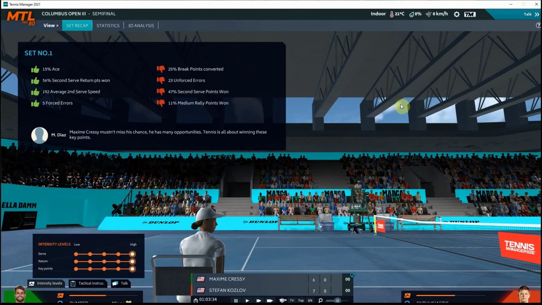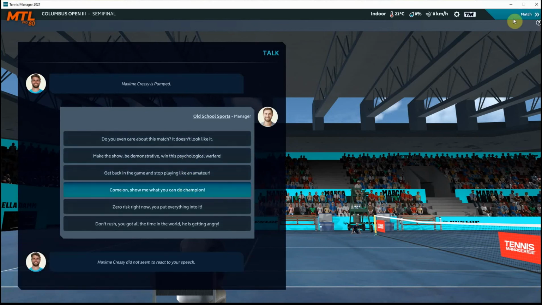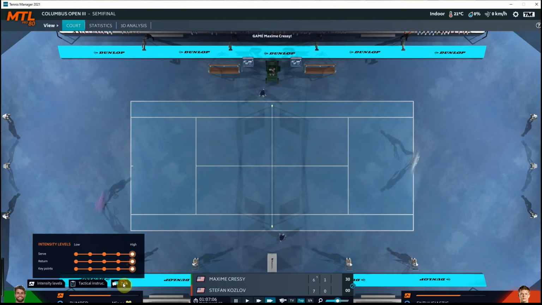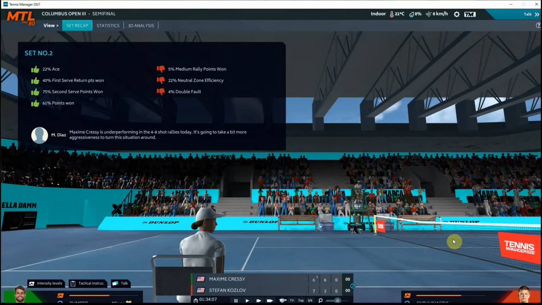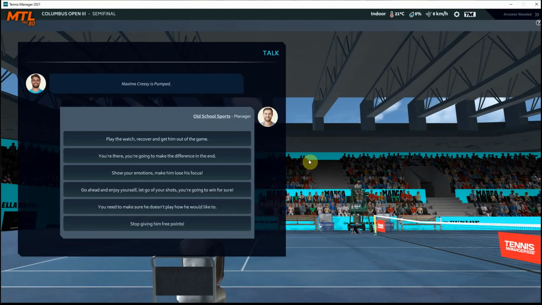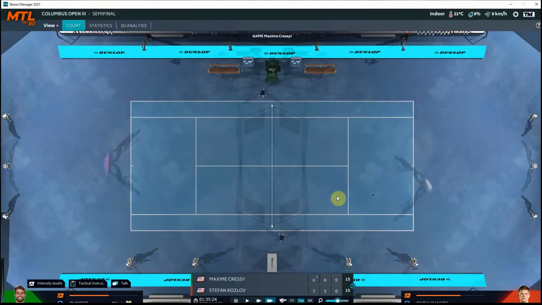Maxime is playing at full intensity right now. Come on, show me what you can do. You are the leader of this academy and the highest ranked player at this academy. And early break, Maxime is bouncing back with a 6-3 win in the second set. Let's see how the third set goes. Need to make sure that Stefan doesn't play the way that he wants to.